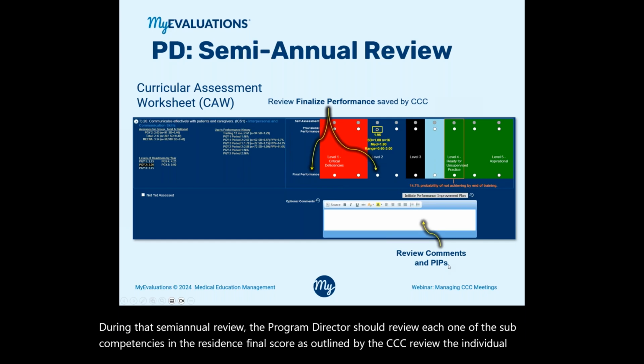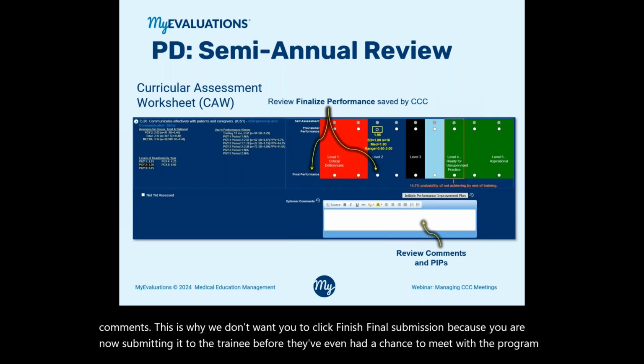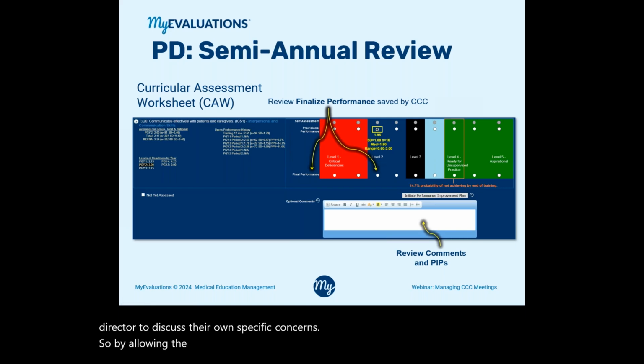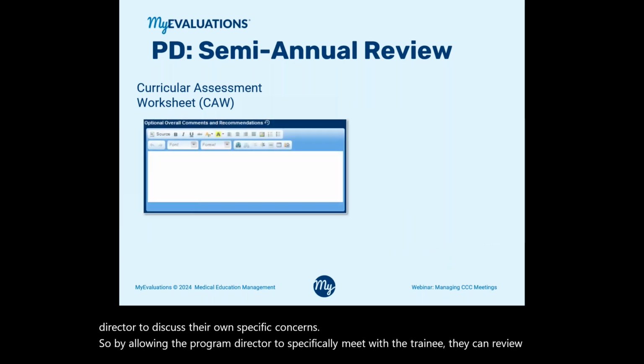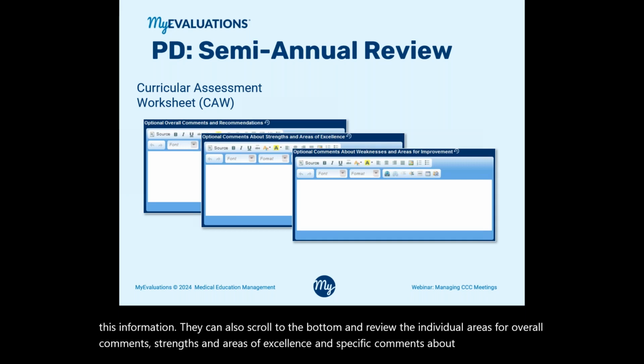This is why we don't want you to click Finish Final Submission, because you are now submitting it to the trainee before they've even had a chance to meet with the program director to discuss their own specific concerns. So by allowing the program director to specifically meet with the trainee, they can review all this information. They can also scroll to the bottom and review the individual areas for overall comments, strengths and areas of excellence, and specific comments about weaknesses and areas for improvements.